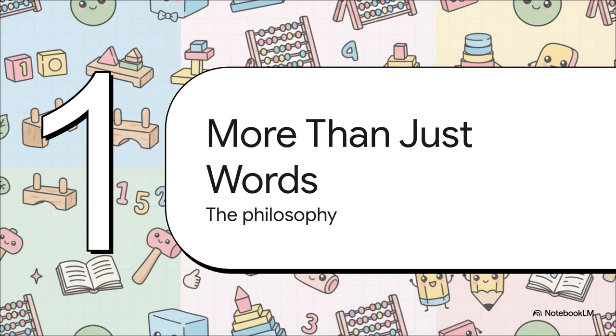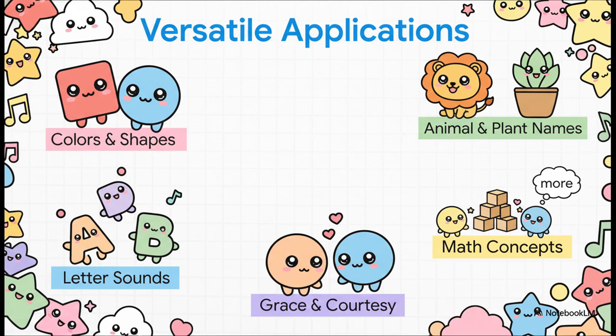So now that you know the how, let's zoom out a little bit, because this method, this little 3-step dance, is about so much more than just learning vocabulary. The real beauty of this method is just how unbelievably versatile it is. Sure, it's great for colors and shapes, but you can use it to teach animal names, plant names, letter sounds, numbers. You can even use it for more abstract concepts like math ideas or grace and courtesy. Think about it. This is what a respectful voice sounds like. Can you show me a respectful voice?